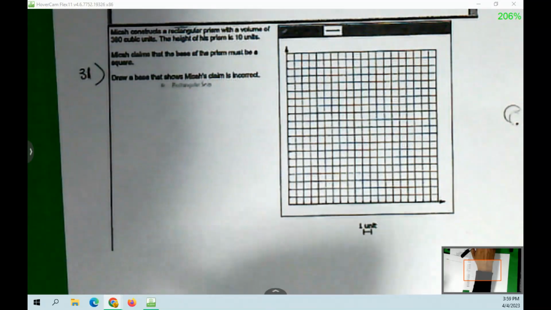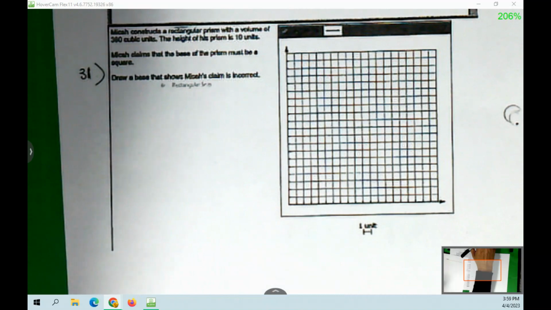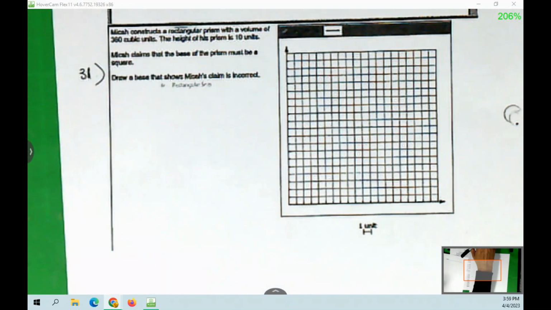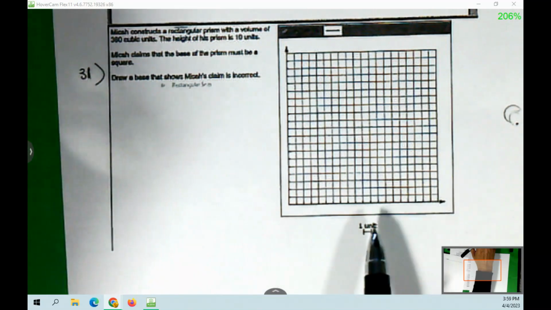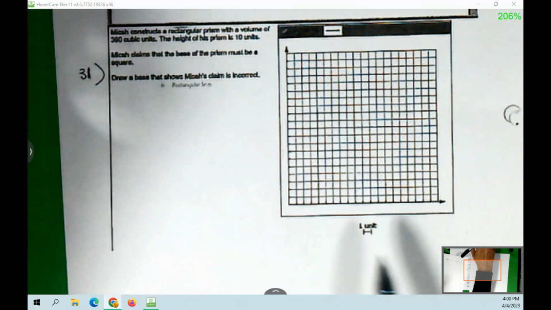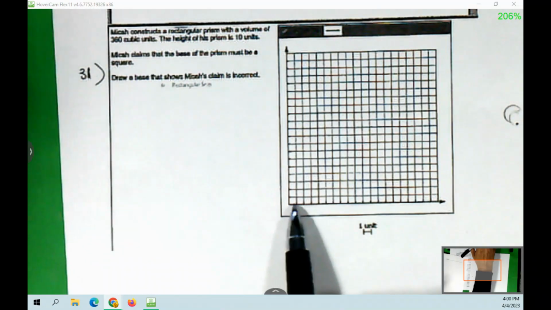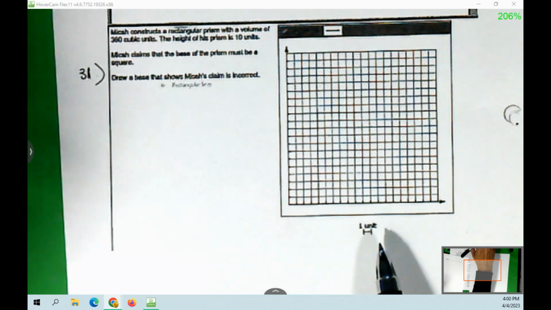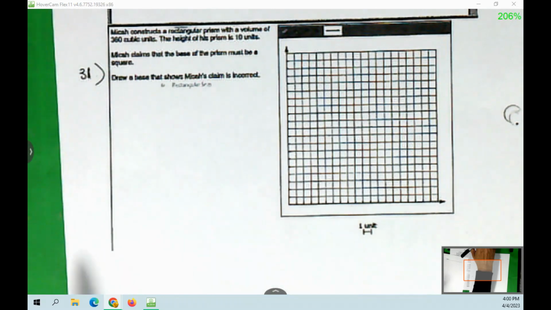Okay, welcome back. This is M-STEP review, question numbers 31 and 32. We are provided a grid here, which we are told that one increment in between each is considered 1 unit.